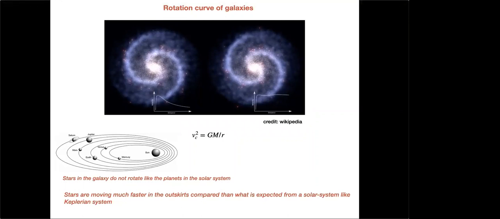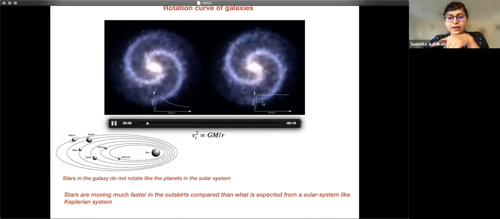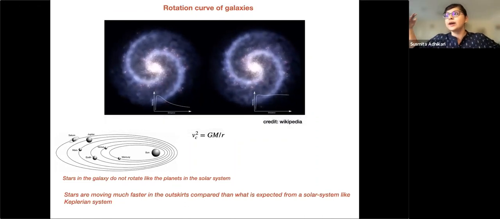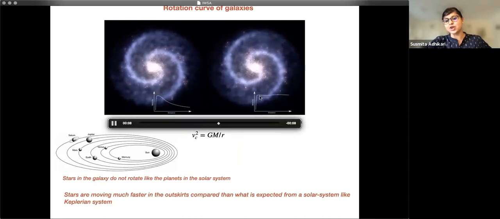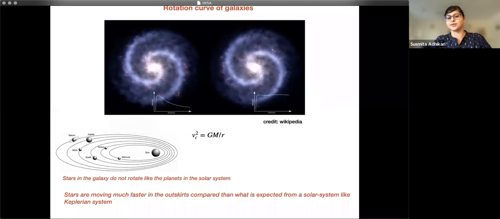Okay. But what they found instead is something that we see on the right, that as we go further out from the center of the galaxy, the stars are actually not slowing down, they're moving pretty fast. In fact, the velocity of the stars becomes constant as we move outside. They don't fall off as we expect in the solar system.